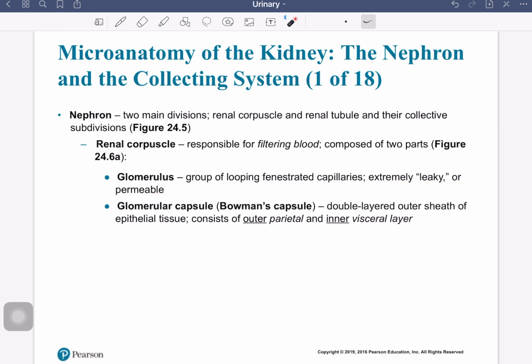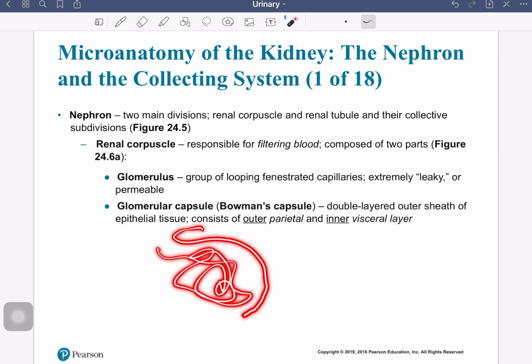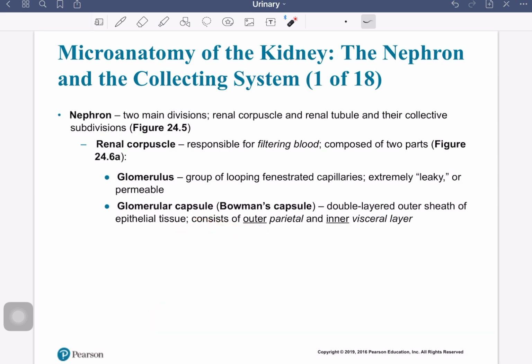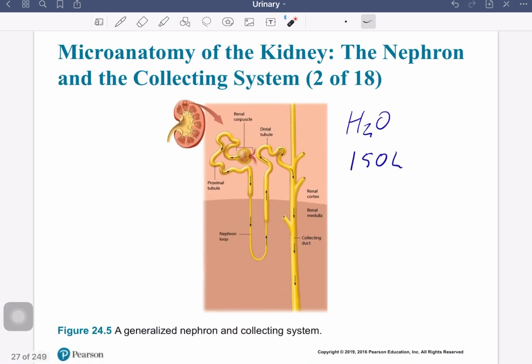And then surrounding the glomerulus, so surrounding the ball of capillaries, we have Bowman's capsule, also known as, well, most people now call it the glomerular capsule. Bowman's is the old name for it. This is a double-layered outer container of epithelial tissue that has both an outer parietal and an inner visceral layer.